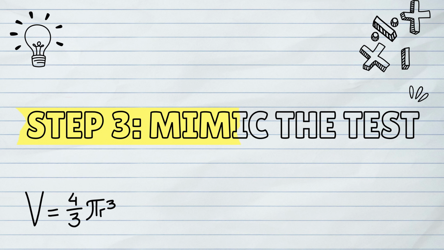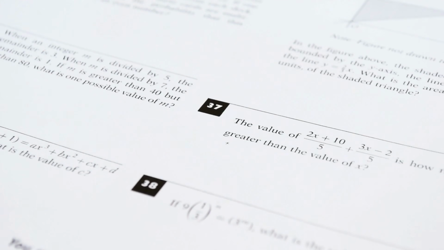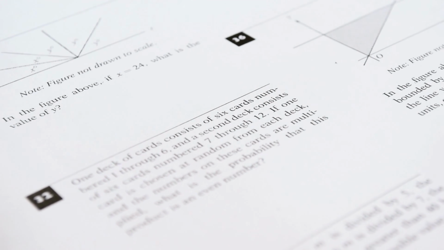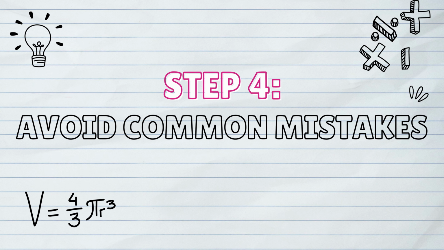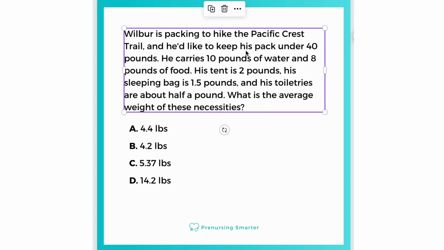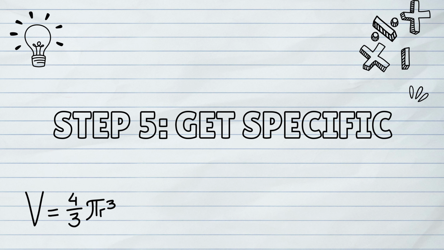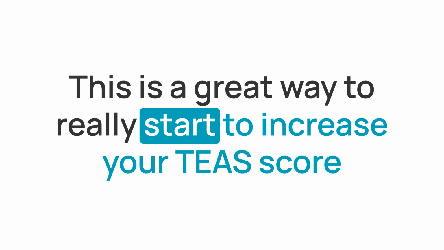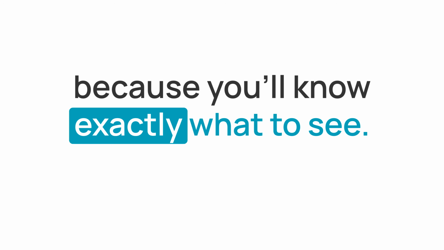Step 3 is prepare for testing conditions. Know that you won't get a lot of scrap paper, and practice using a calculator that's not your phone and is built into your computer. Step 4 is to avoid common mistakes that you'll see on the TEAS, particularly spelled out words versus numerals, irrelevant information in a word problem, and not reducing your fractions. And then step 5 is get specific, know the exact timing and breakdown, and practice with the question types you know you're going to see. This is a great way to really start to increase your TEAS score because you'll know exactly what to expect.